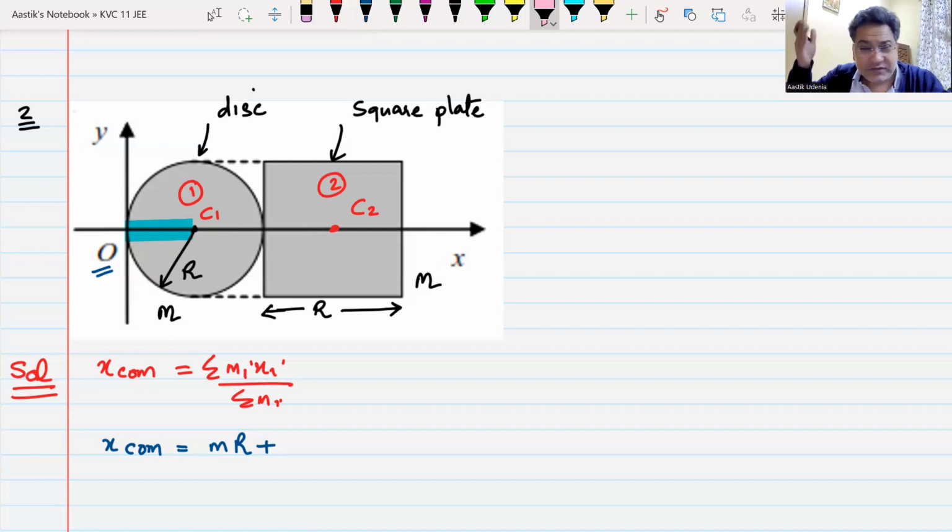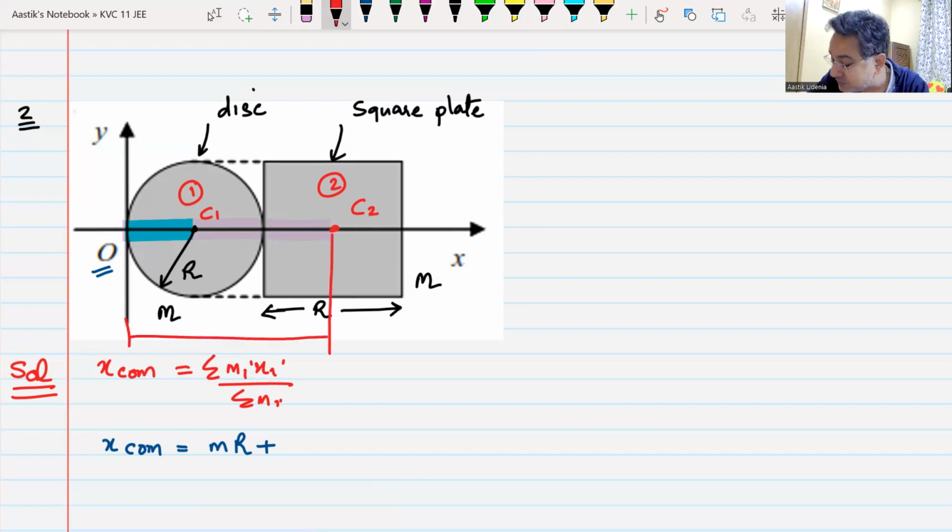I don't know which universe you are living in. Open your eyes. You have to find out this distance and how r by 2 is coming here, how pi is coming here. You have to find out this distance. I hope you understand which distance I am talking about. You have to tell me M pi r by 2. Tell me this.